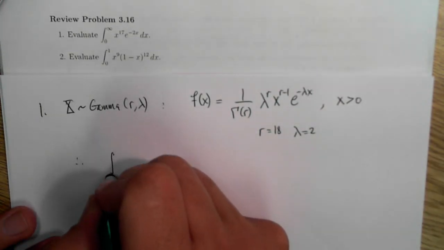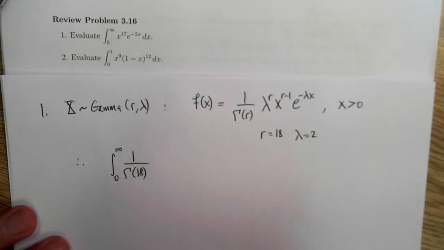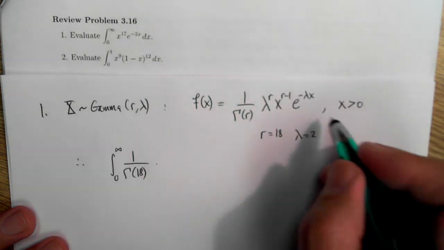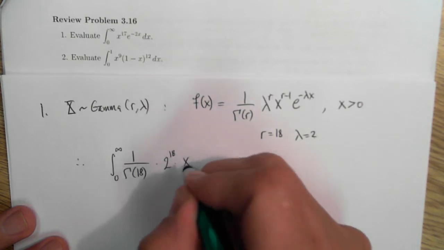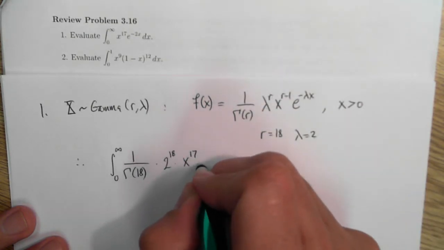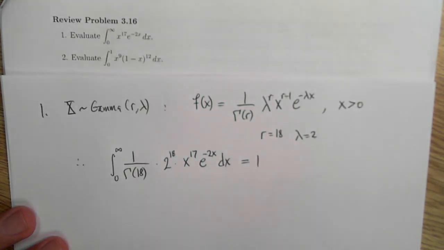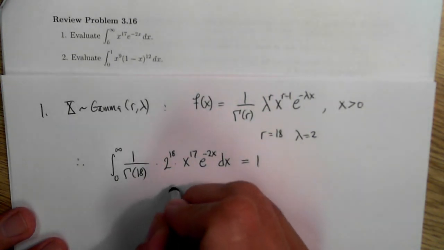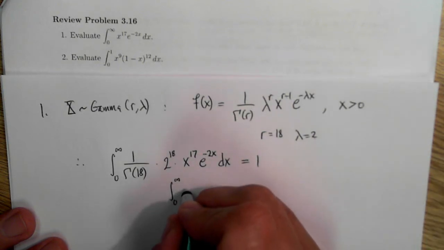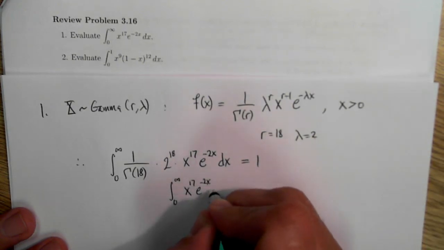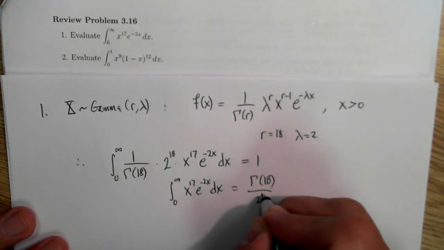So that means that the integral from 0 to infinity of 1 over gamma of r, 18, times lambda to the r, so 2 to the 18, times x to the 18 minus 1, times e to the minus lambda x, 2x dx, this equals 1, automatic. And so rearranging things, that means that the integral from 0 to infinity of x to the 17 e to the minus 2x dx equals gamma of 18 divided by 2 to the 18th.